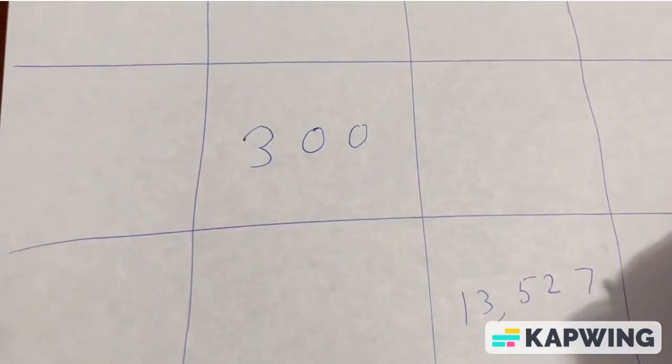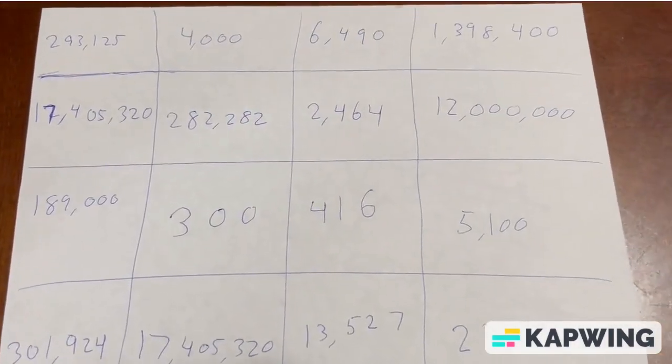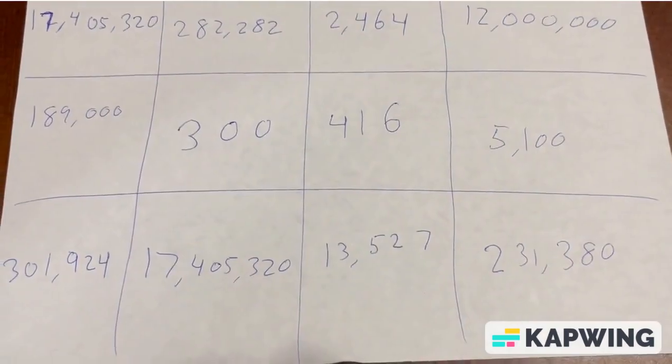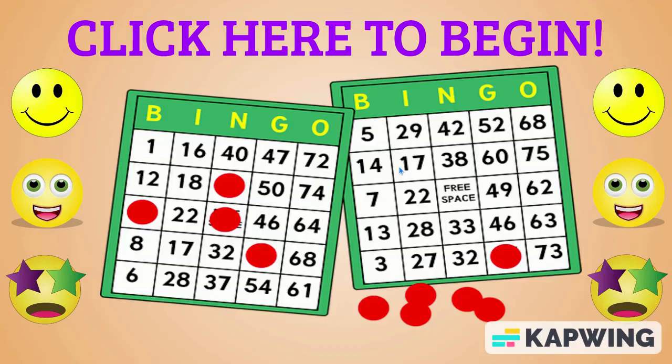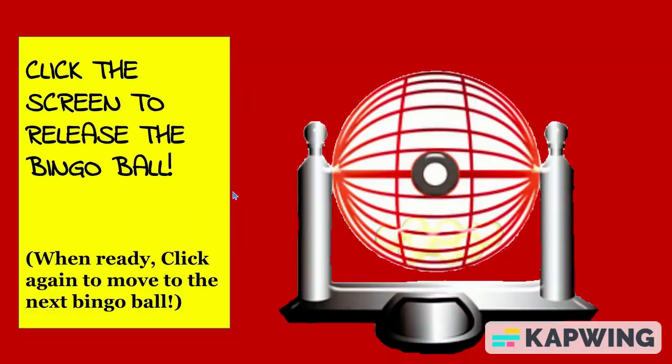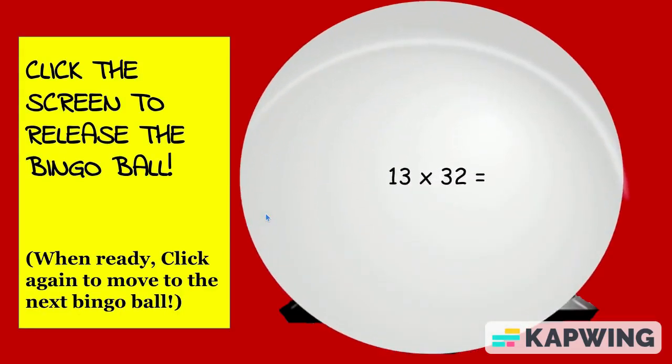Once your students fill up the bingo board with the answers that they chose in any of the squares that they picked, it is time to play the game. Once you are ready to play, click the screen, and the first bingo ball will be released. An equation will pop out on the screen with the bingo ball that's released.